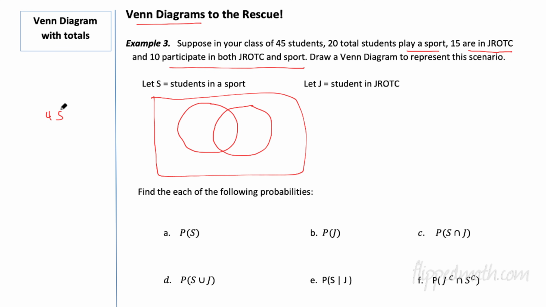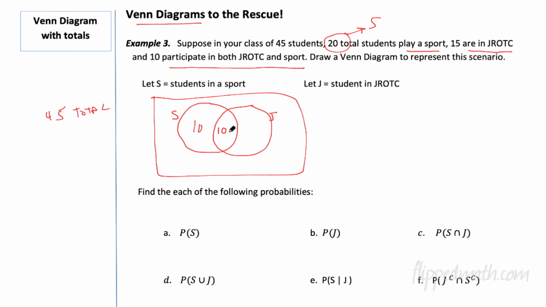So let's just keep that in mind. 45 total students. 20 play a sport. But you have to go to this: 10 are in both JRTC and a sport. So I'm going to start there. There are 10 students here, which means, let's define this. Let this be S, the sport. This will be J for JRTC. So if this circle is S, there's a total of 20 in S. But 10 are here in the middle, right? Because they're in both sport and JRTC. That means that there must be 10 right here.